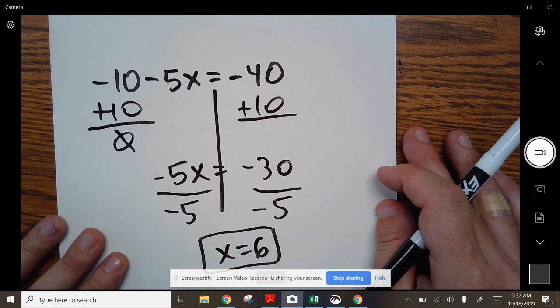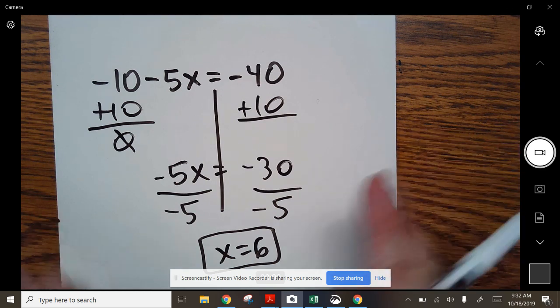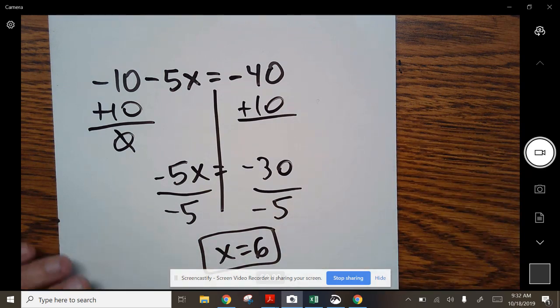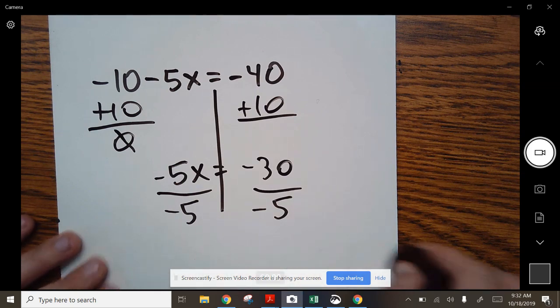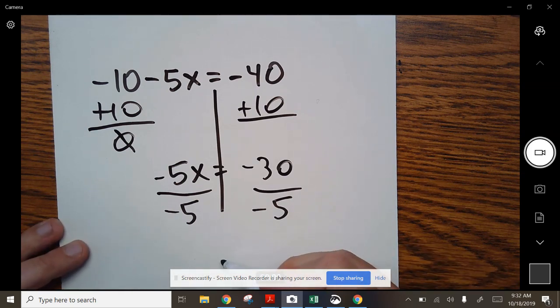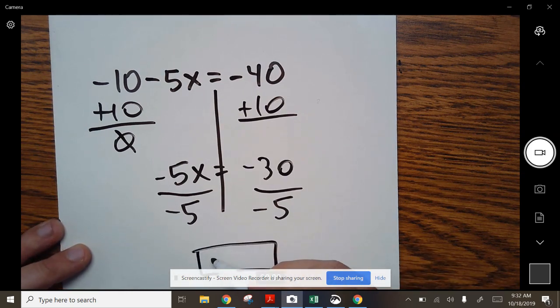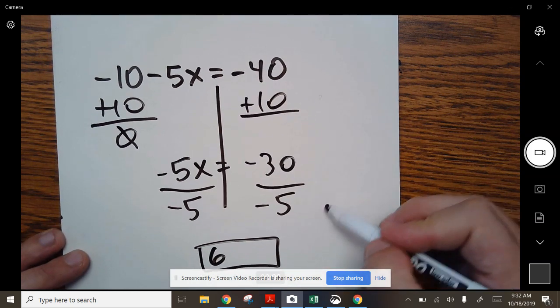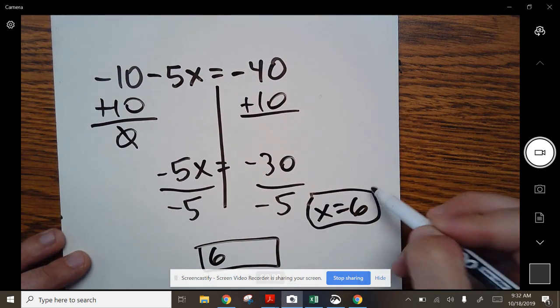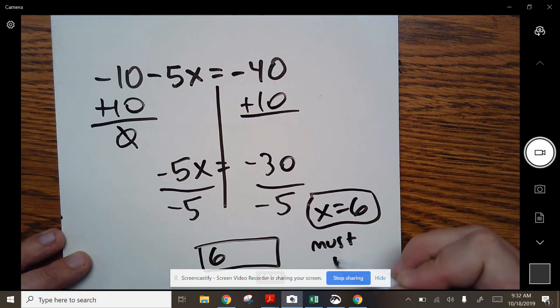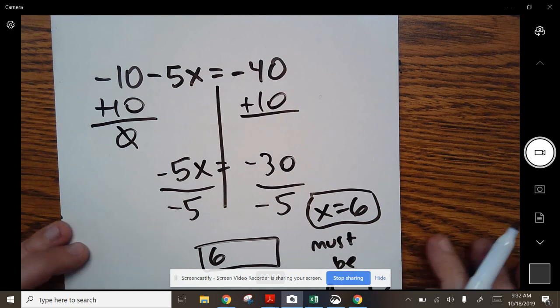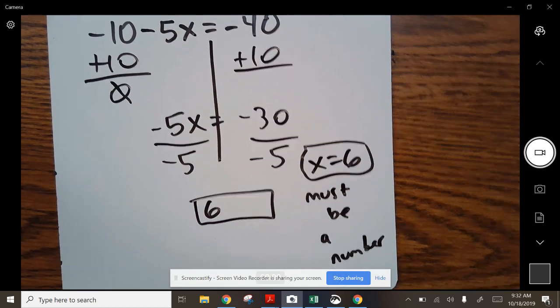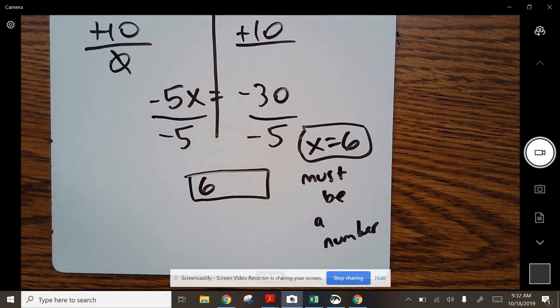Do the best you can on the quiz. After you finish the quiz, by the way, there's going to be times where you're going to have to type in an answer. On this one, it'll just say type in an answer. You're just going to put 6. You're not going to put x equals 6, because once you do that, it'll say must be a number. It's going to tell you, you just need to write the number. So for this kind of problem, you're just going to write down 6 for the answer.